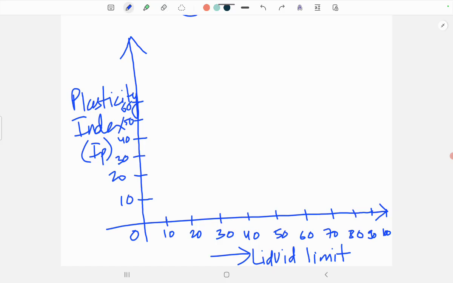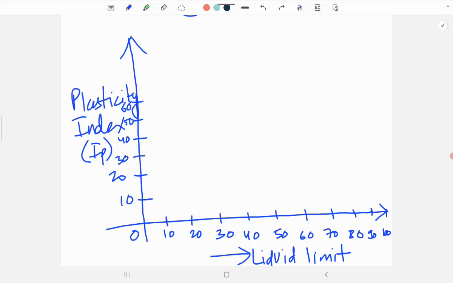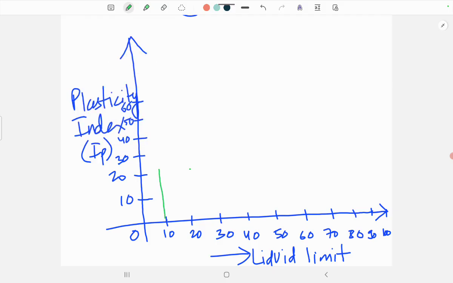So now let's draw lines so that it is going to be easier. So these vertical lines are drawn.